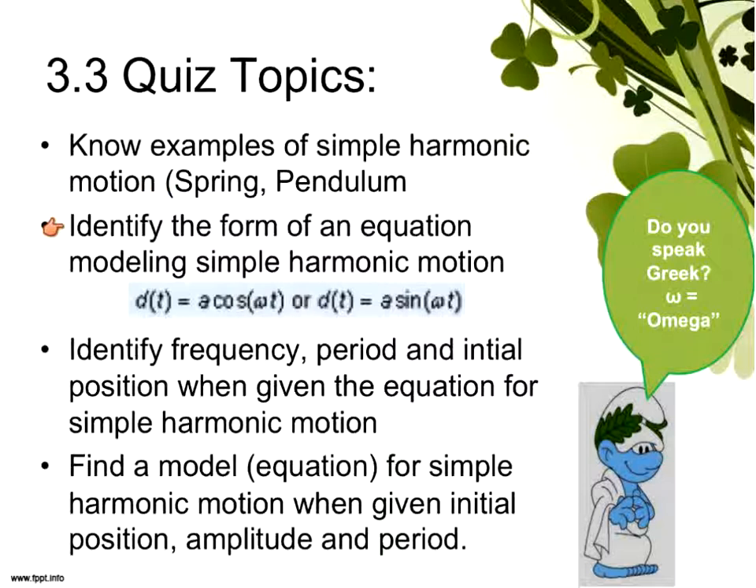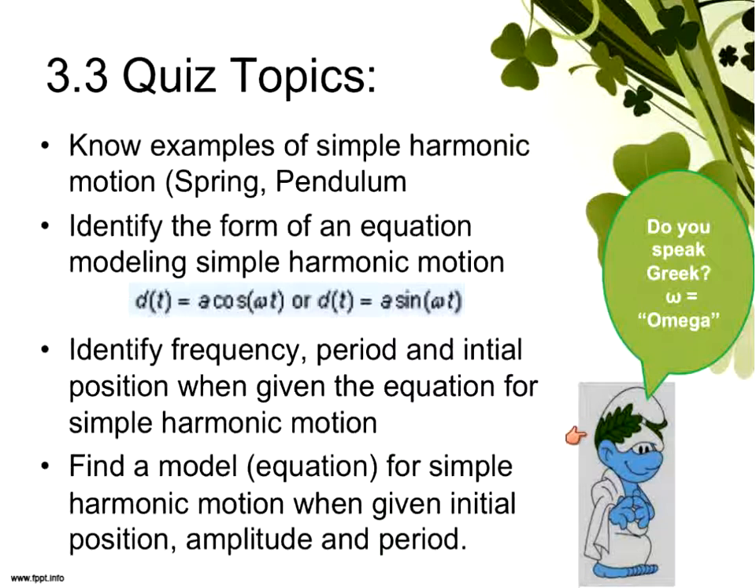Next, you want to be sure you are able to identify the form of an equation that models simple harmonic motion. And those would be when we have a cosine or when we have a sine. We'll go over what each of these letters mean in just a minute. You need to be able to identify frequency, period, initial position if I give you the equation. And lastly, you'll be asked to find the model, meaning can you write the equation if I give you the initial position and the amplitude and the period. It's basically plugging in these numbers. It's just saying, can you plug in A, can you plug in omega, and write your equation that models that function.